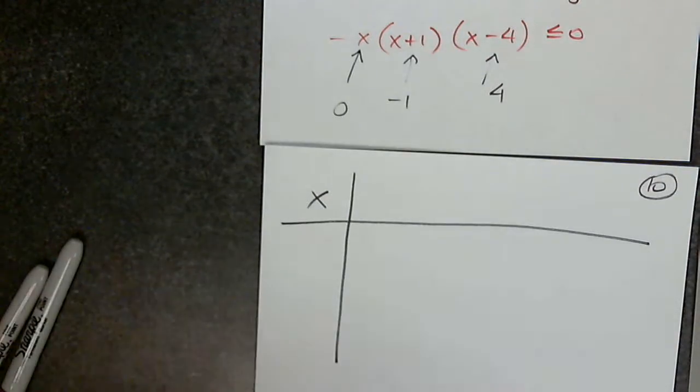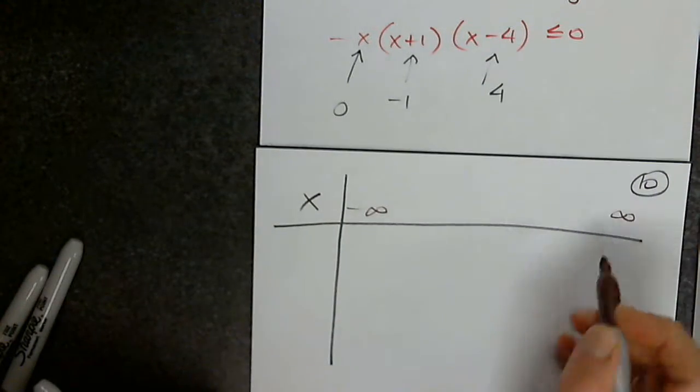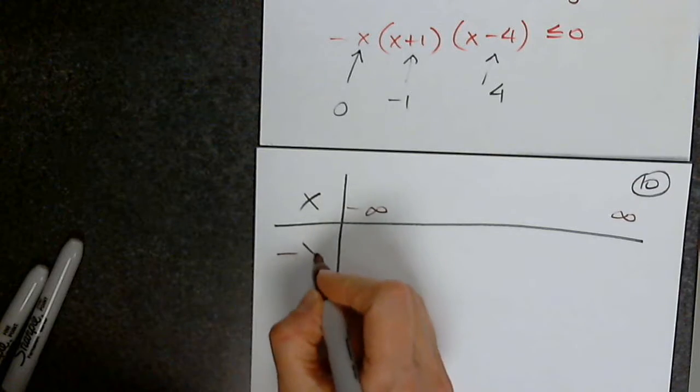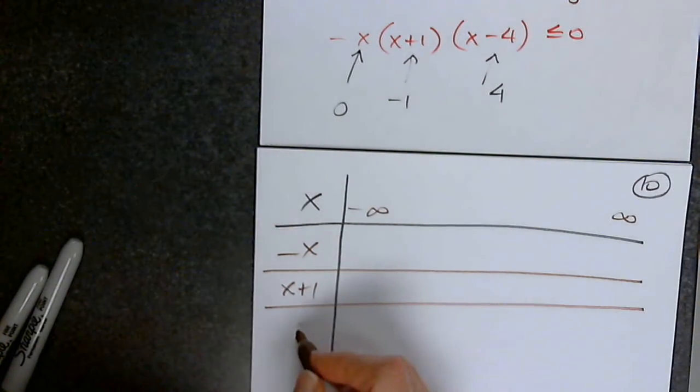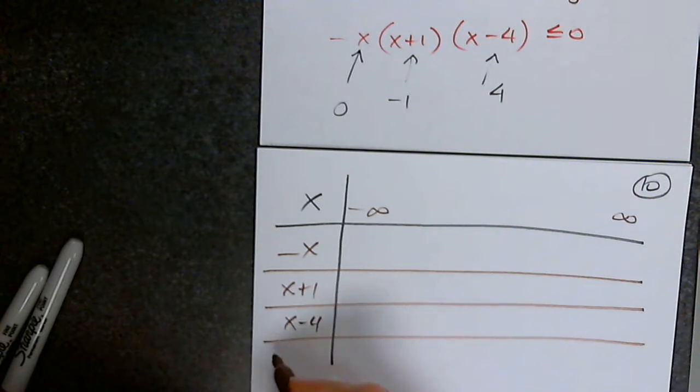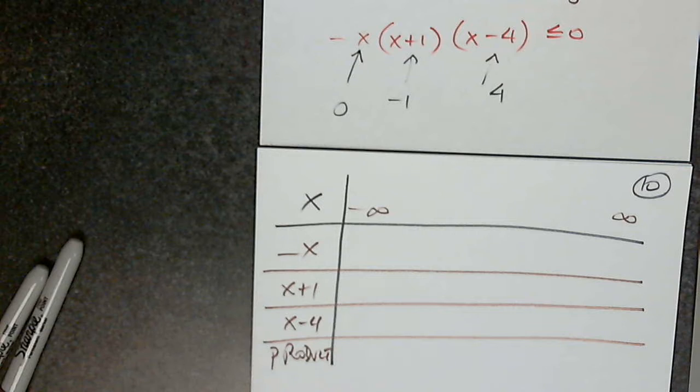Good. X is the variable in the problem. And then the first factor is negative x. The next factor is x plus 1. The last factor is x minus 4. And the product. So no method works unless we have a product or a ratio and 0 on the other side, if it's the book or my method. Okay.